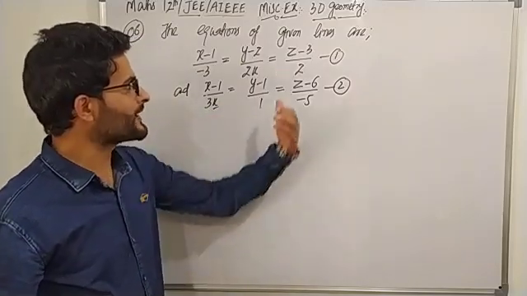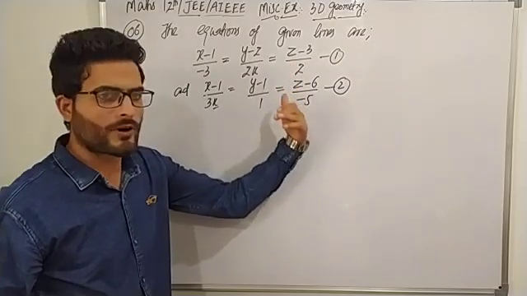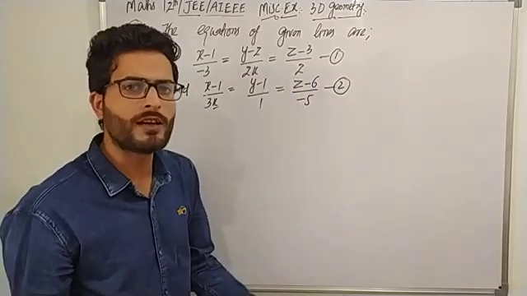तो डियर स्टूडेंट्स, अगर ये दो लाइन्स आपस में परपेंडिकुलर हैं तो इसका क्या मतलब, sum of products of their direction ratios must be 0.